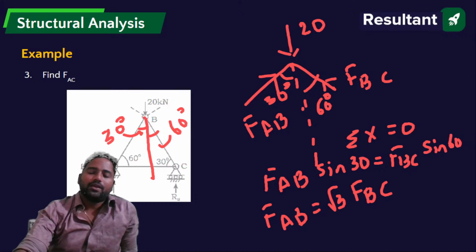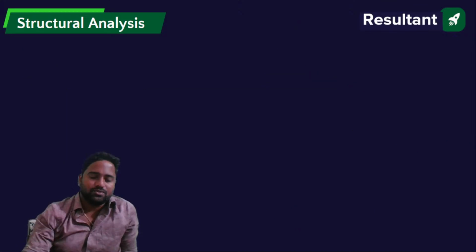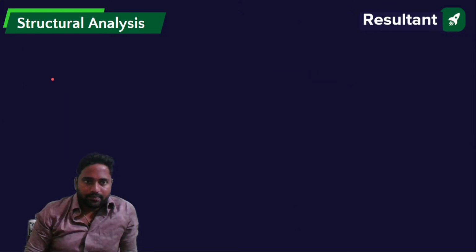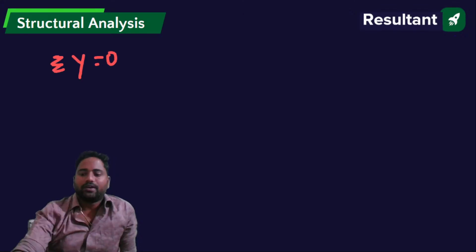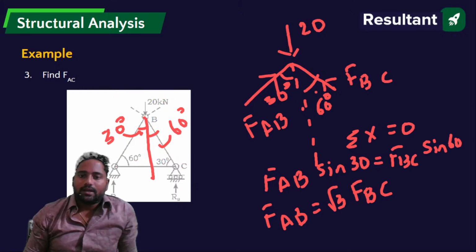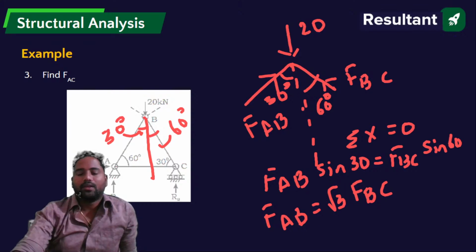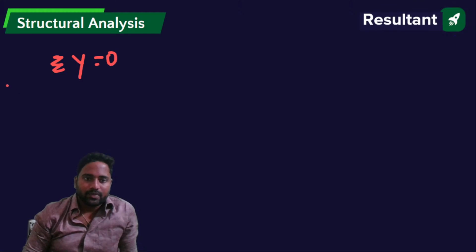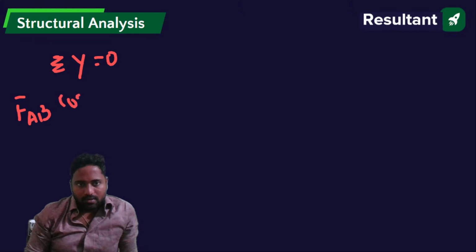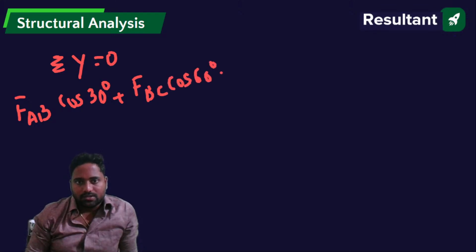Fine. Now, if I take summation of forces in y direction equals 0, what I'll get: FAB cos 30 will be like this, FBC cos 60 will be like this, right? And 20 is downwards. So what I can write is FAB cos 30 plus FBC cos 60 equals 20 kilonewtons.